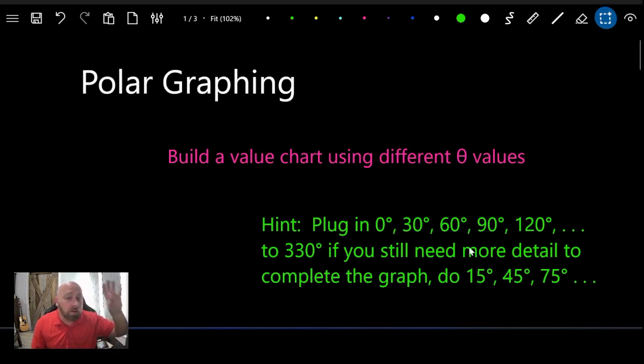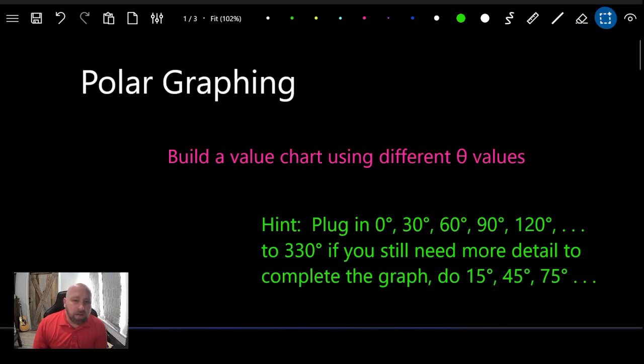So do all those all the way around, and then plot your points. And you have to go all the way around. Don't think, oh, what it looks like in 0, 30, 60, that's what it's going to look like in 120 and 150. It might not. So you have to go all the way around in order to get it to show you what the graph is actually going to look like.